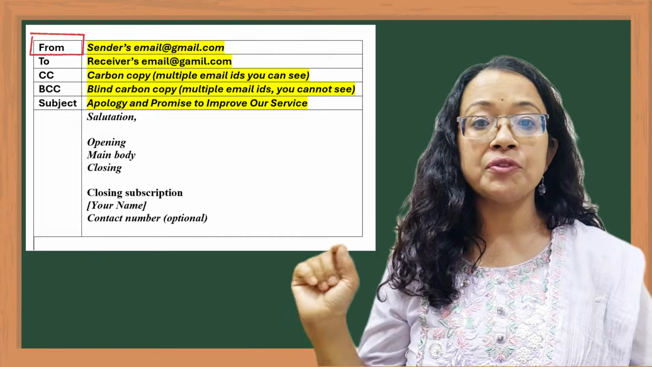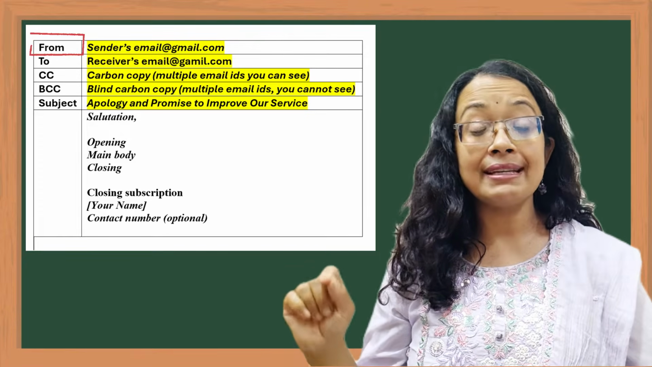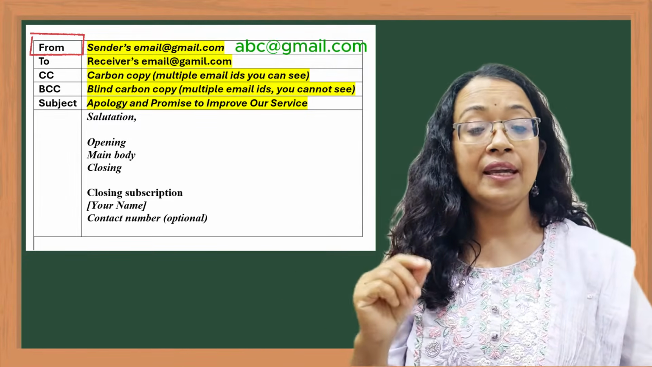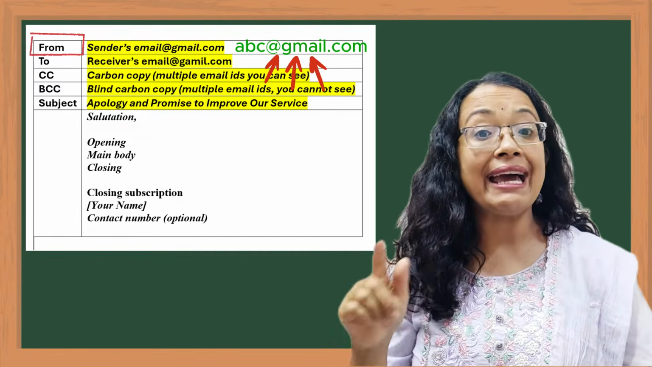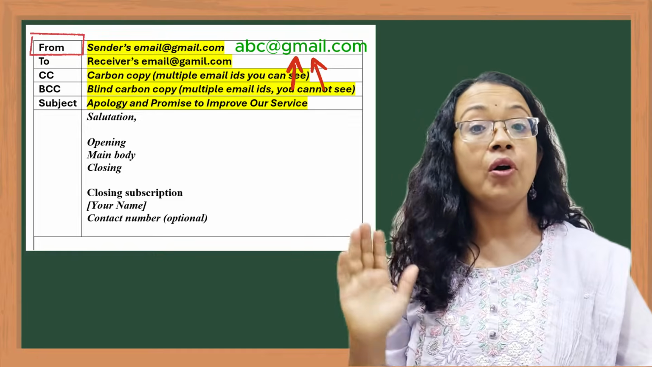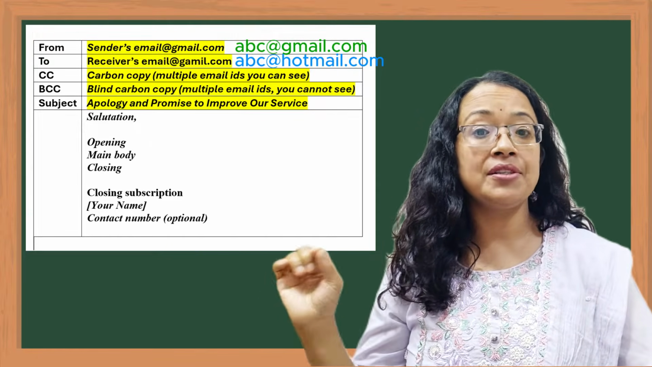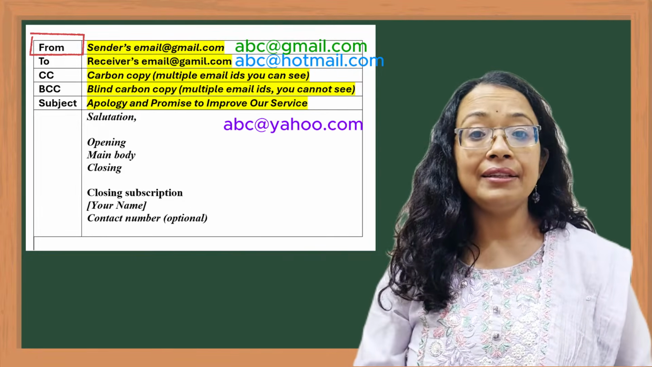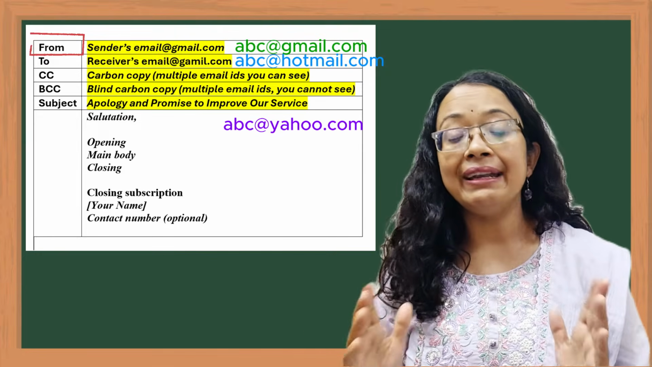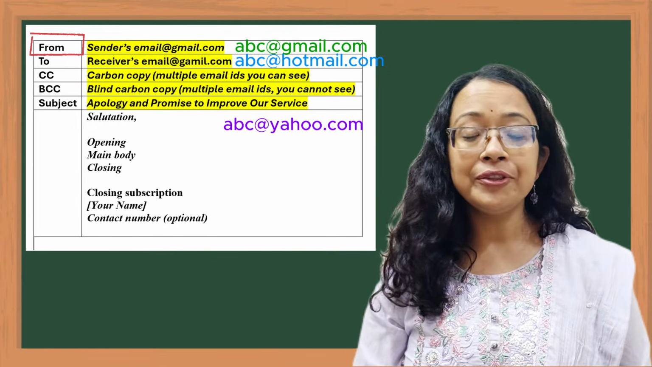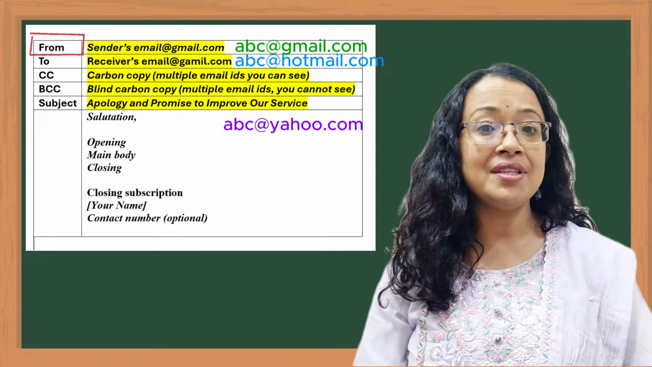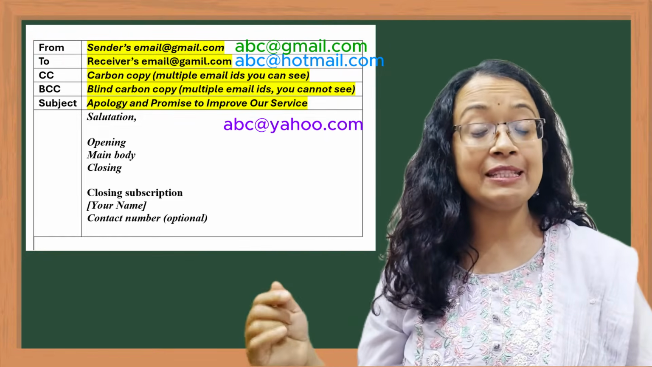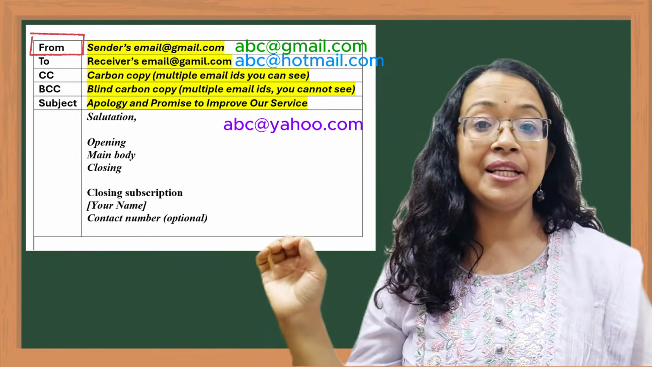Now let's go to the From. Here in this box From, you need to write the sender's email. For example, abc@gmail.com. Don't forget to write @gmail.com or @hotmail.com or @yahoo.com or any email ID. You can write your name, or if you do not want to mention your name, you can simply say abc12@gmail.com. This is your email address.